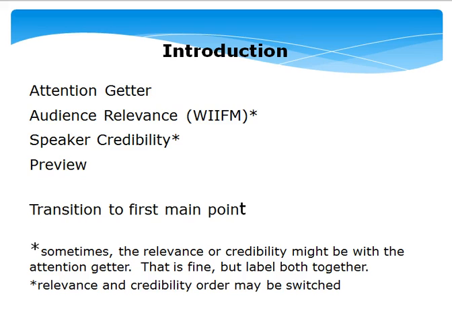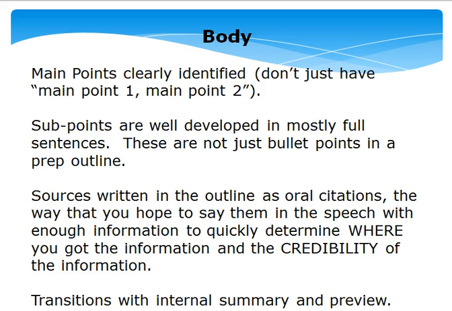And then, of course, you want to make sure that you transition to the first main point. Looking at the body, we want to make sure that the main points are clearly identified. Don't just have main point 1, main point 2. If your speech is about pizza and you're talking about the history of pizza, ingredients in what we think of as common pizza, and then variations about pizza, that's how you would label your main points.